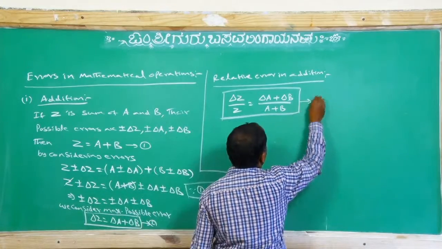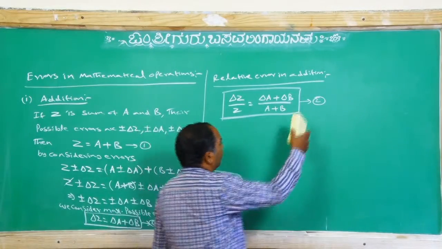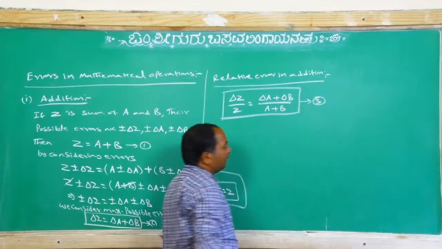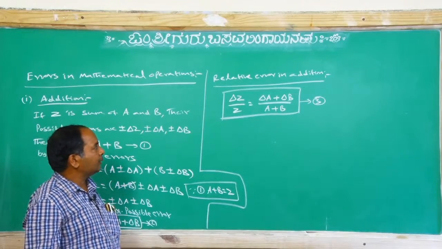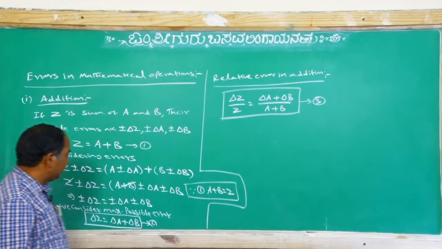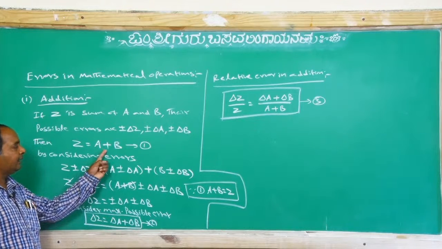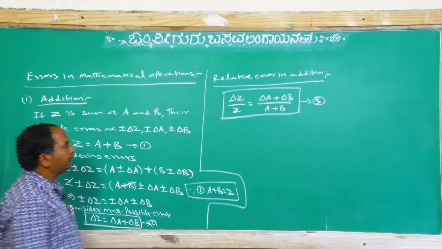Relative error means the absolute error divided by the original value. So here delta Z is the absolute error for Z. So delta Z by Z is equal to delta A plus delta B divided by Z, which is A plus B. So we may write that as the relative error.